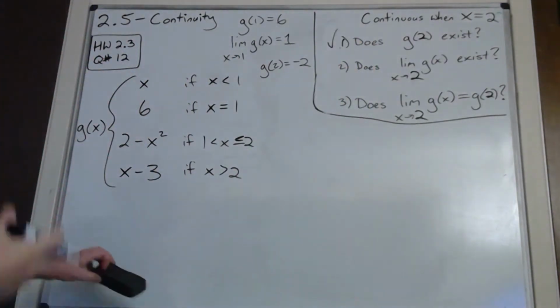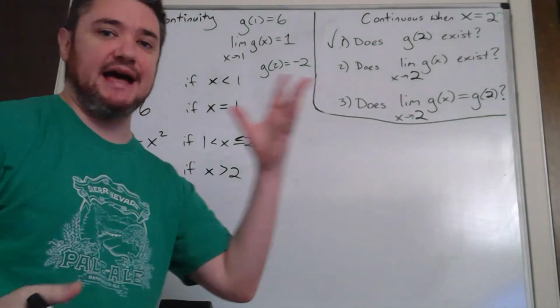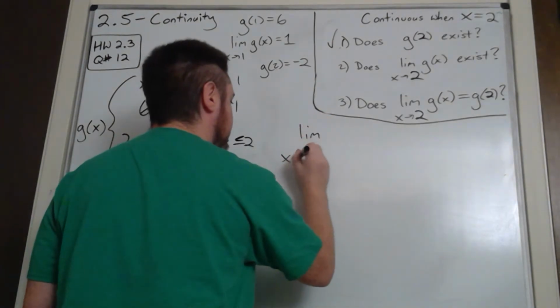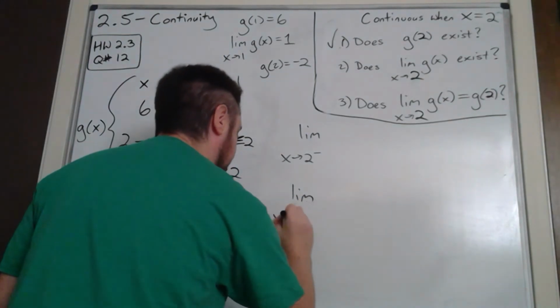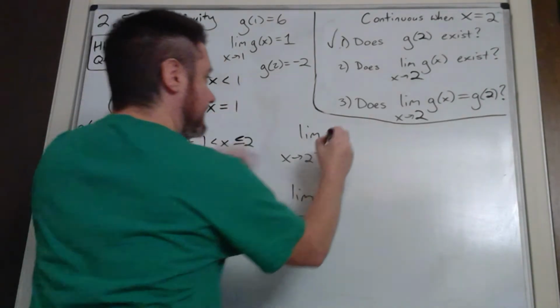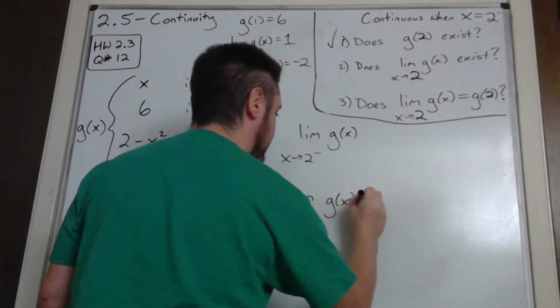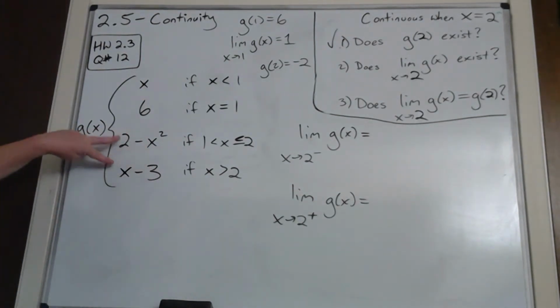Criteria 2. Does the limit as x approaches 2 exist? And again, this is what's being tackled now in the homework when they ask you for the limit as x approaches 2 from the left, and then the limit as x approaches 2 from the right. Both of these functions are called g. It's the same function.